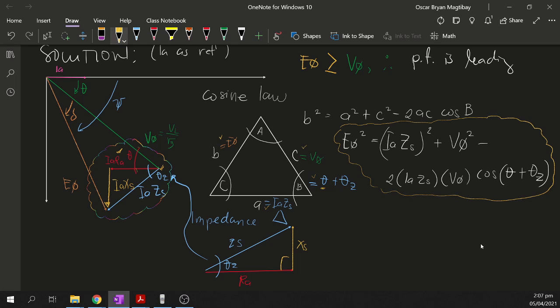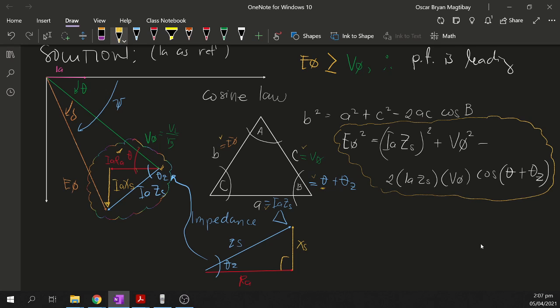In relation to our solution para dito sa problem natin, we could see that the E phase squared is equal to quantity IAZS squared plus V phase squared minus 2 IAZS times V phase times cosine of theta plus theta Z. Ito yung ating formula na pwedeng gamitin. Ito yung magandang approach dito sa problem na to.